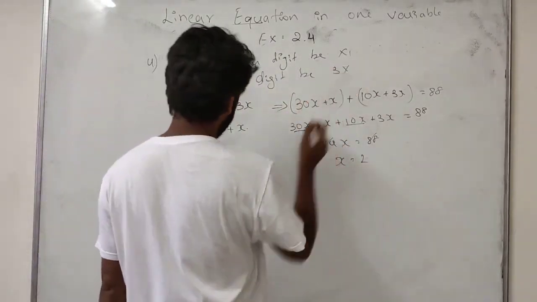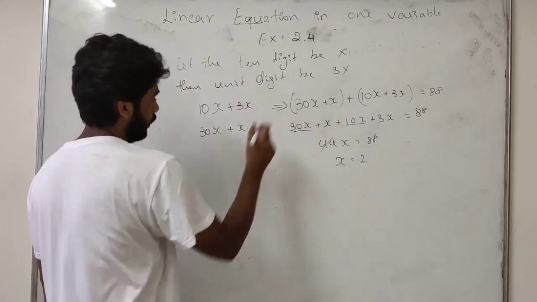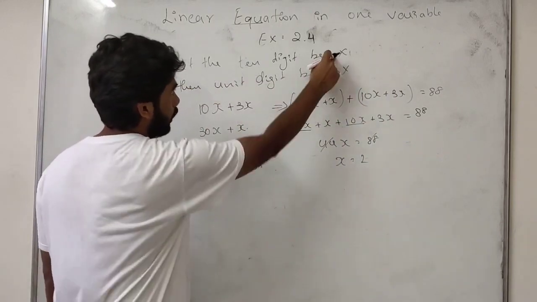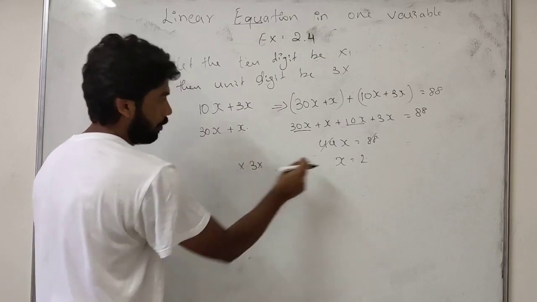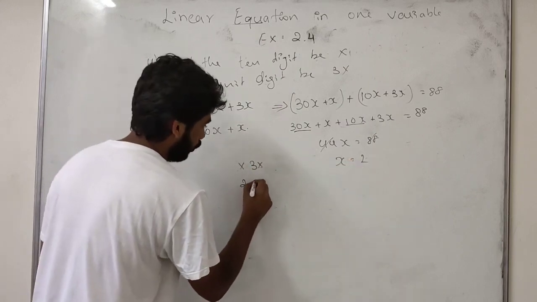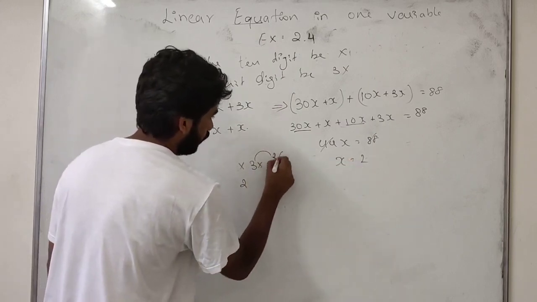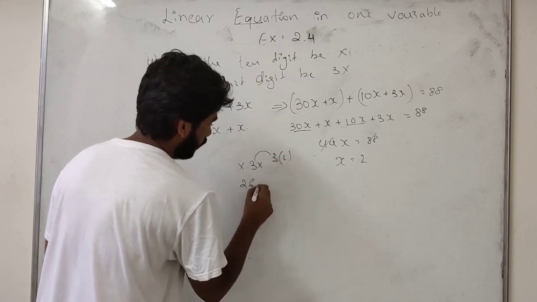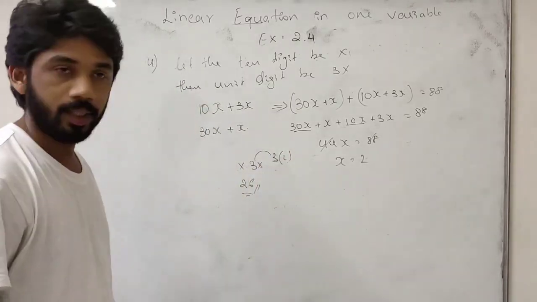So from here, 3x is the unit digit and the tens digit is x. So we must put the value 2. Here we will get 3 times 2 is 6, so the number we are getting is 26.